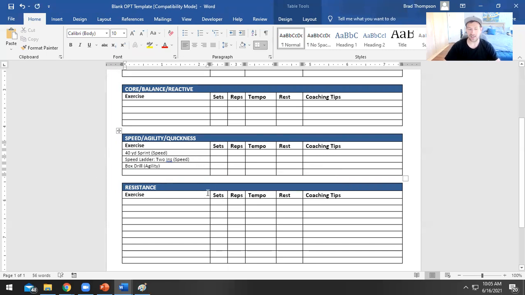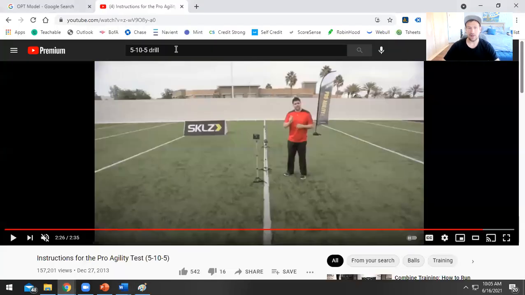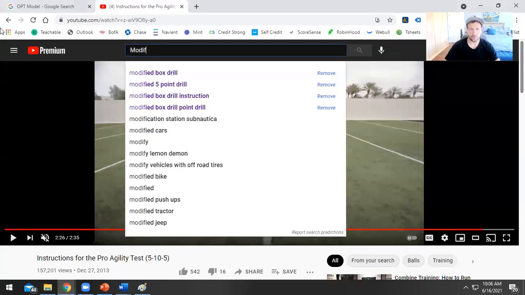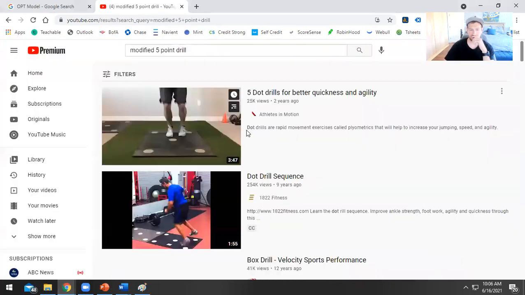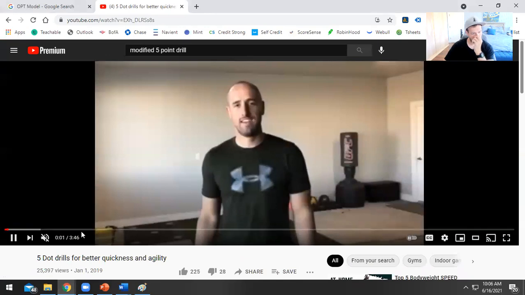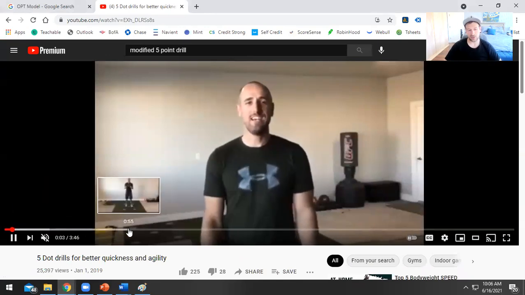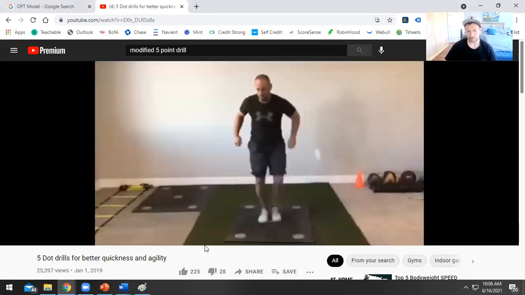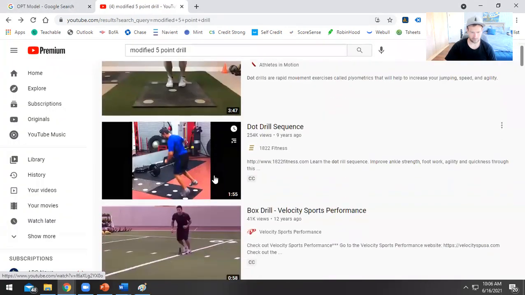So lastly, I can do some quickness drills. Quickness drills are all about reaction time. I have to respond to something. One of my favorite versions is the modified box drill. That's one I haven't shown you just yet. But the modified box drill looks something like this, or is sometimes called the modified 5-point drill. And what you do is you have your client start in the center.